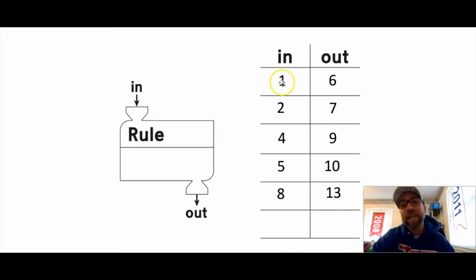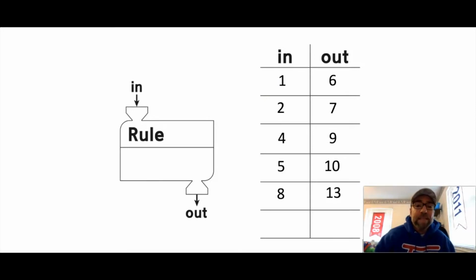So go ahead and write the 1 and then the 6. 2 and 7. 4 and 9. 5 and 10. 8 and 13. We need to figure out what our rule is.